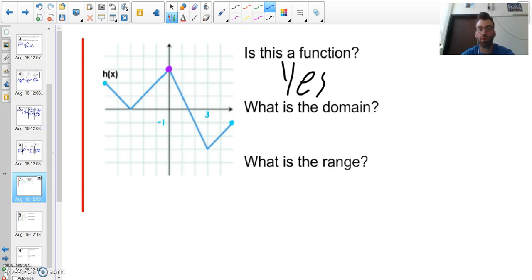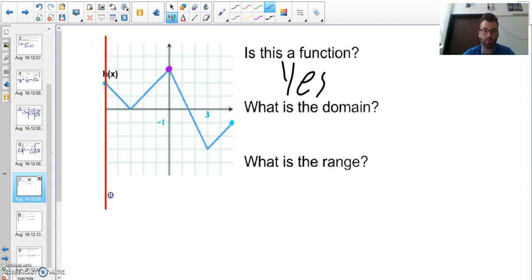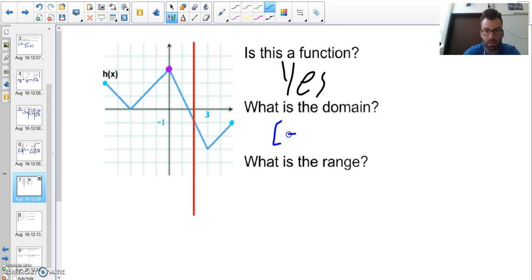All right. What is the domain of this function? Well, you see that we have two closed dots here at the beginning and the end. Remember, domain we read left to right. The first x value I hit looks to be negative 5? Yes, negative 5. Still keep going. I'm still good. And I end at positive 5. So my domain is negative 5 to positive 5.